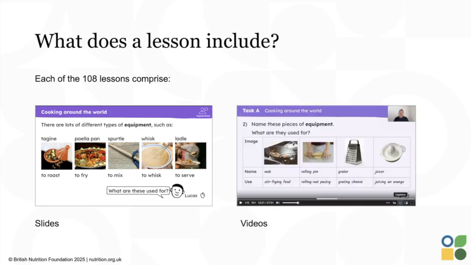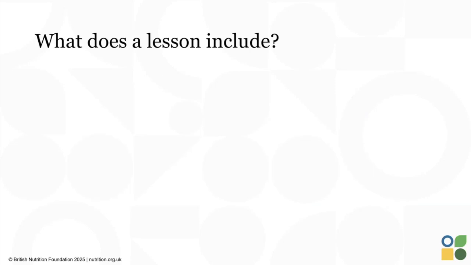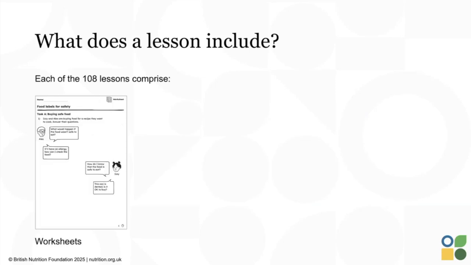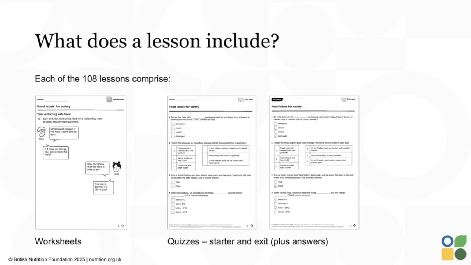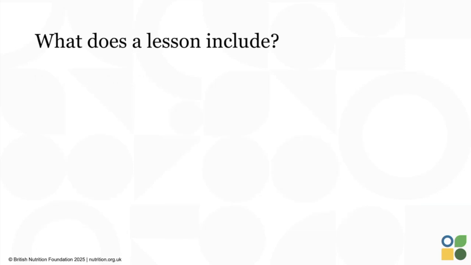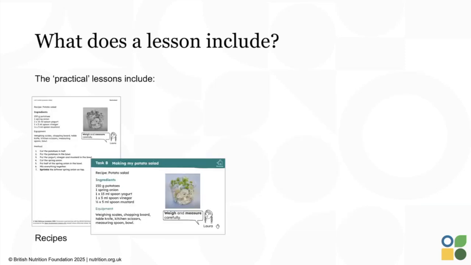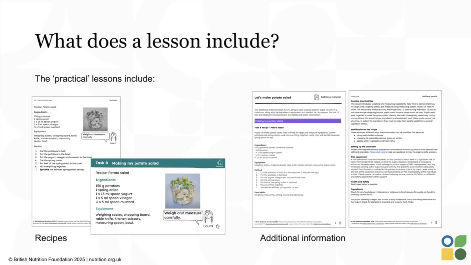There's also videos for each of the lessons. There's a video which has been recorded and it goes through the lesson for the pupils. It's very pupil facing. So perhaps you could use that in different ways. It could be used to inform your own practice, or perhaps pupils could follow it in independent study, for example. There's also worksheets. So there's 108 different worksheets for all the lessons. And there's also quizzes. So there's a starter quiz and there's an exit quiz. And what I really like is there's also some answer sheets too, which you can't go wrong with that really, can you? There's also, for practical lessons, different recipes and additional information.